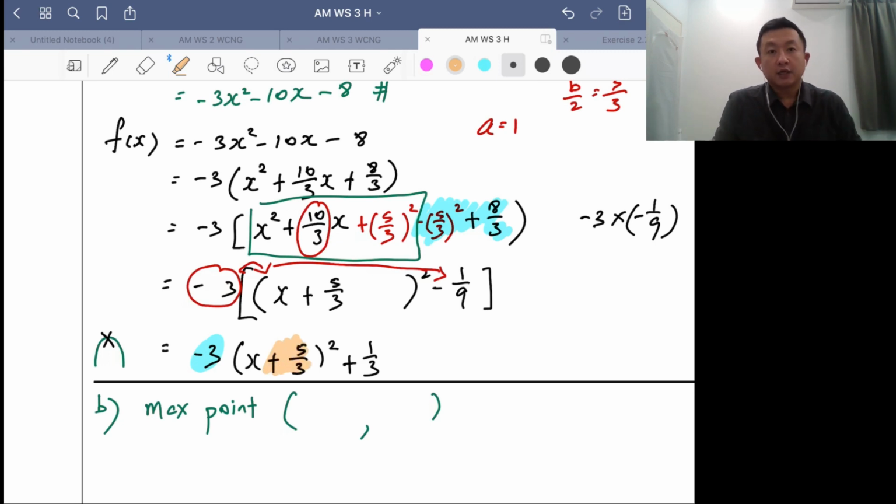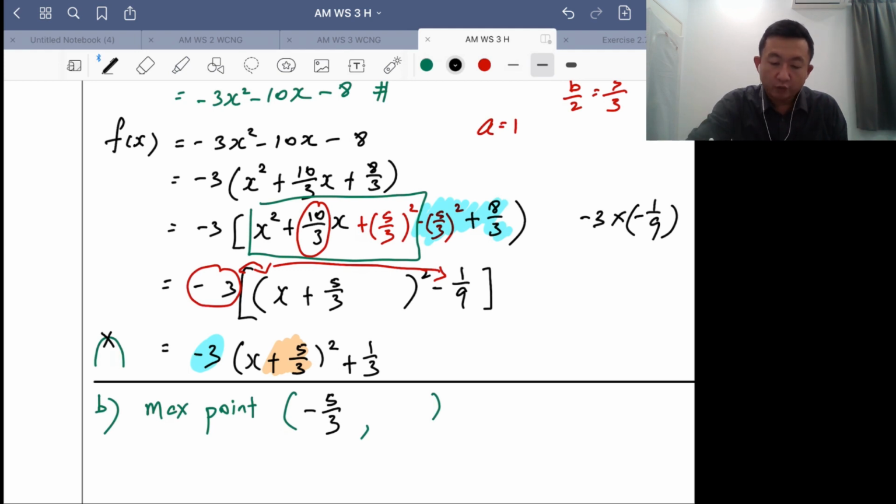Okay, whatever comes after x, plus 5/3, you do the other way, the different sign. If it's plus, you change to minus. So the maximum point is -5/3 for the x value, and for the y value is whatever comes after the brackets. So you have 1/3. This is your maximum point.